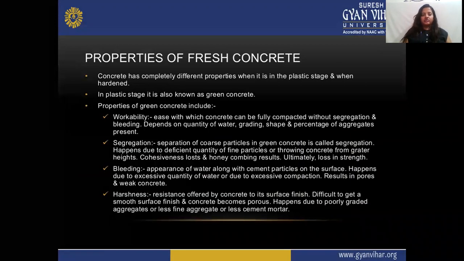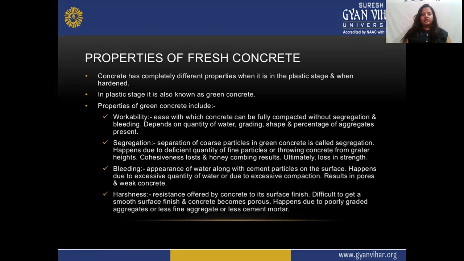Let us understand about the different properties of fresh concrete. Concrete has completely different properties when it comes to plastic state and when it is hardened. In plastic stage, it is also known as green concrete. Properties of green concrete include workability. Workability refers to ease with which the concrete can be fully compacted without segregation and bleeding. It depends on the quantity of water, grading, shape, and percentage of aggregates present.